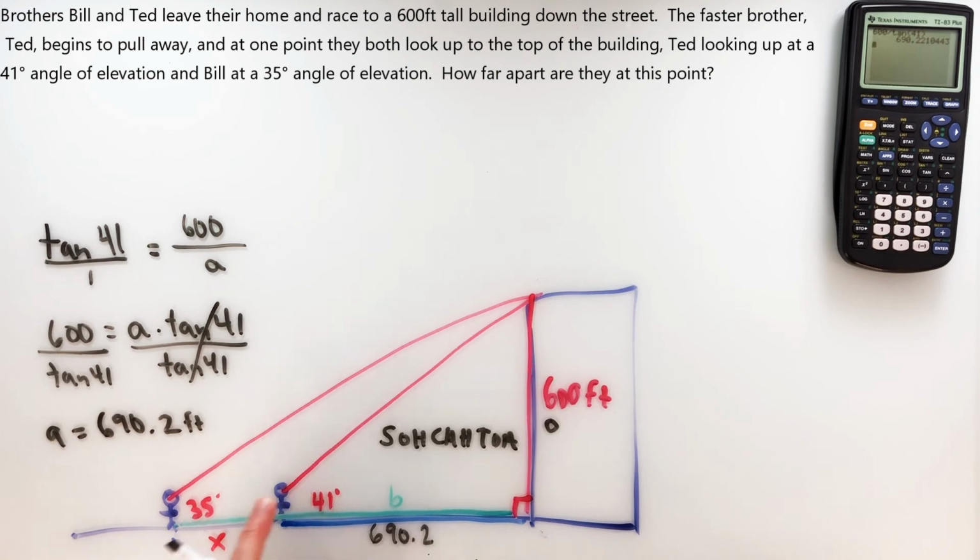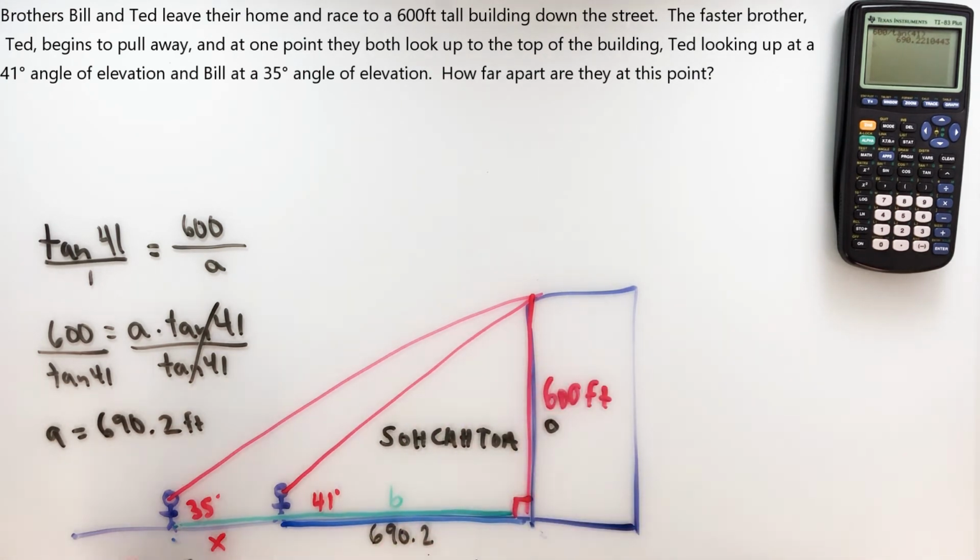Okay, now I'm going to work this same problem, but instead of using Ted as my point of reference, I'm going to use Bill. So his 35-degree angle, looking at this triangle, I'm going to find this entire distance from the base of the triangle to Bill. Once I get that, I can take that value and subtract the 690.2. That'll tell you my distance between the two guys.